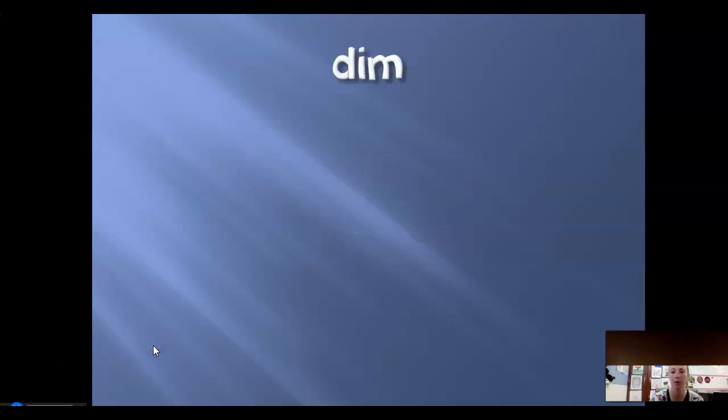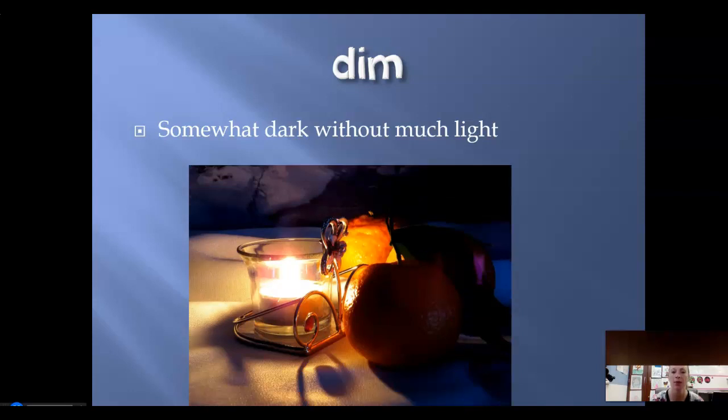So our first vocabulary word is dim. Say dim. All right, the word dim means it's somewhat dark without much light. So this would be considered dim. We still have some light, kiddos, but it's much darker than when we have light. So a candle is a good representation of being dim, or a flashlight could also show a room being dim.